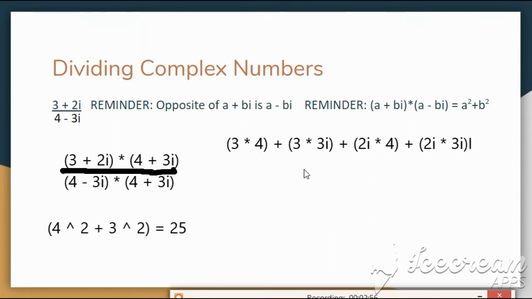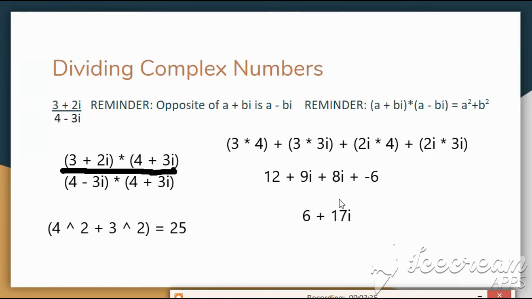Now let's go through all of these and multiply them together, and then combine the like terms. So 3 times 4, that's 12, plus 3 times 3i, that's 9i, plus 2i times 4, that is 8i, plus 2i times 3i, and remember, like we said previously, i times i gives us -1. -1 times 2 times 3 gives us -6. So if we combine like terms together, we're given 6 plus 17i.